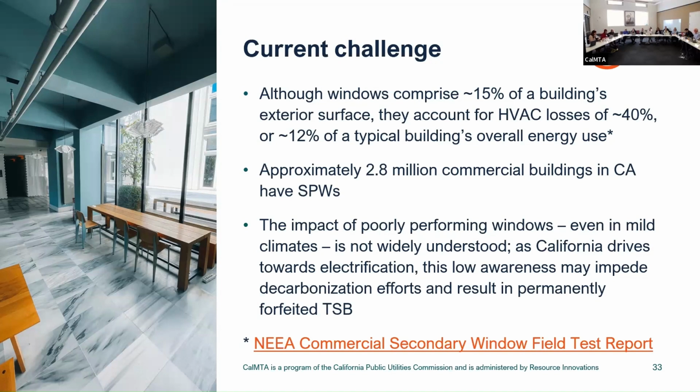There's a lot of buildings, 2.8 million in California, that still have single pane windows. They are just not frequently upgraded. And we already talked about the impact, even in mild climates, as we drive towards electrification. One of the challenges is if we go in and do HVAC, which is kind of the default in many cases, once you do that, it makes the likelihood that the envelope will subsequently get upgraded much lower.